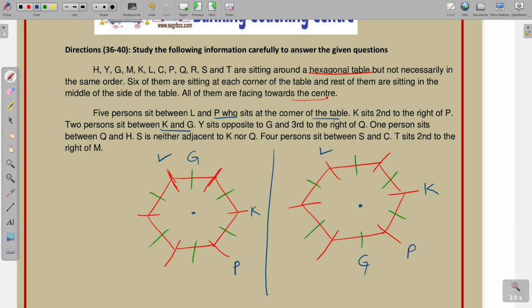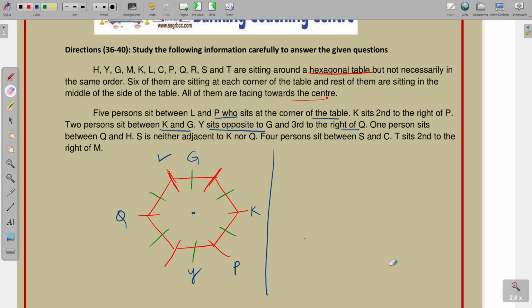Y sits opposite to G and third to the right of Q. So Q is placed here. And if Y is placed here, G actually has to come here, 1, 2, 3. But K has already come here, so this possibility is not correct. No need to use this possibility. Only from this possibility will we try to answer.